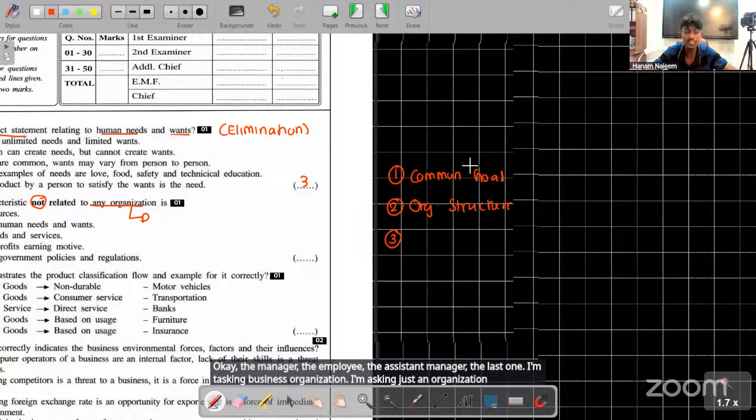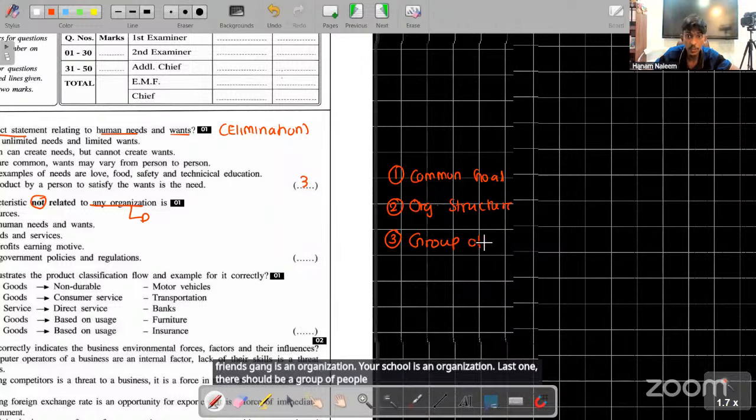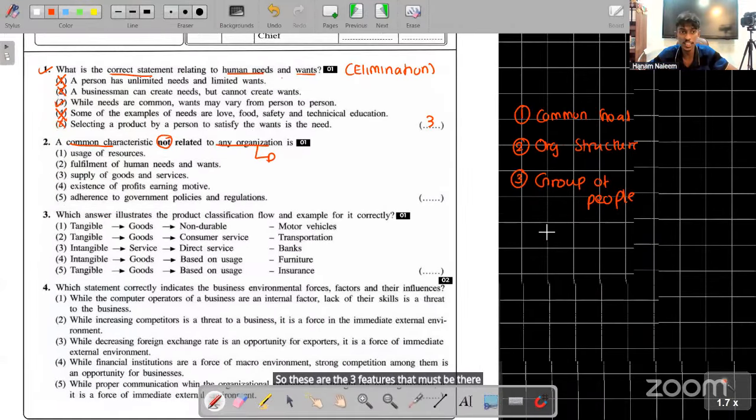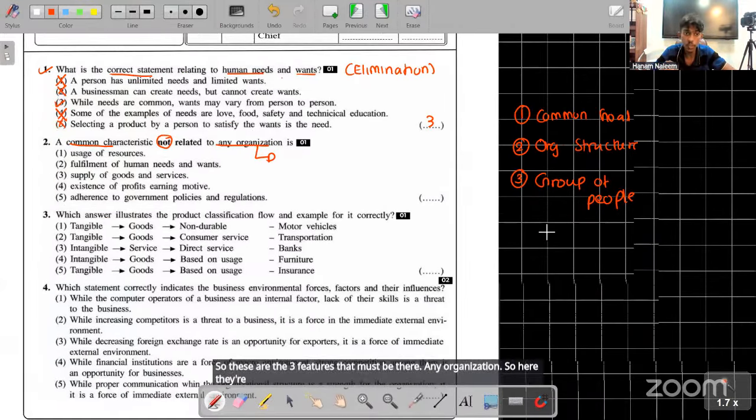Even your friends gang is an organization. Your school is an organization. Last one, there should be a group of people or individuals. So these are the three features that must be there in any organization. So here they're asking which is not seen in any of the organization. What should be the answer? Make an elimination. Okay, usage of resources. Every organization use a resource, right? They use an input. So we can't take the first one.